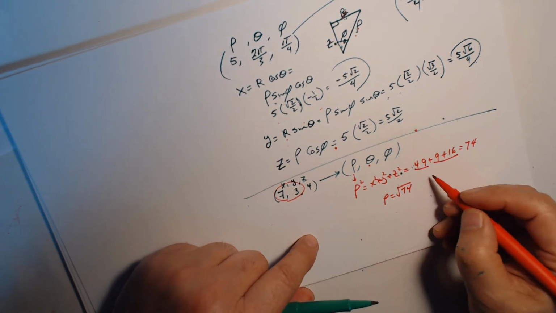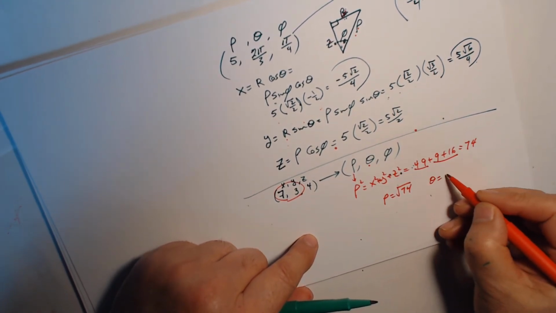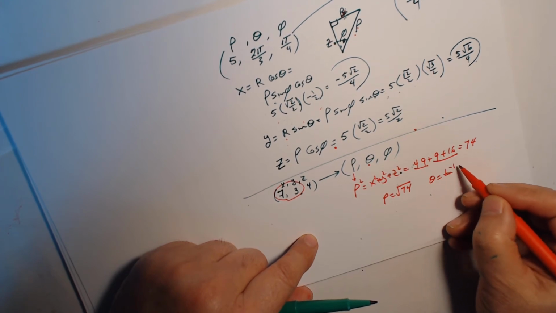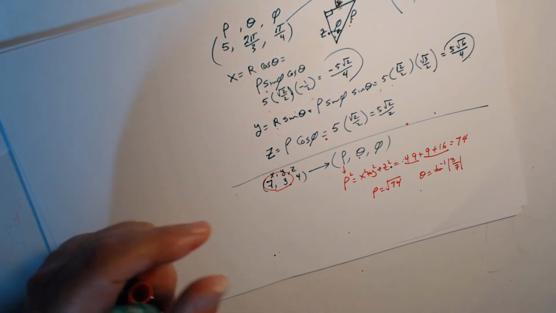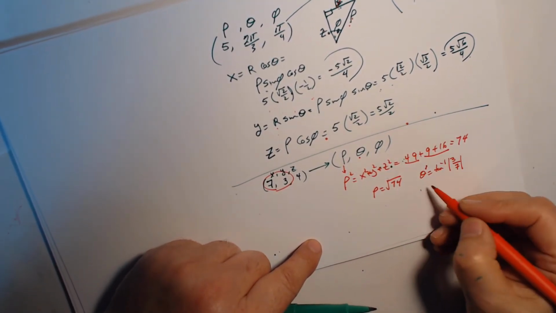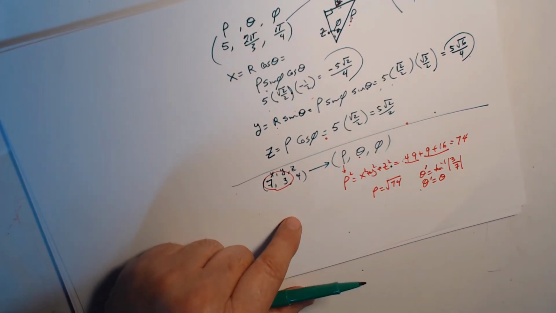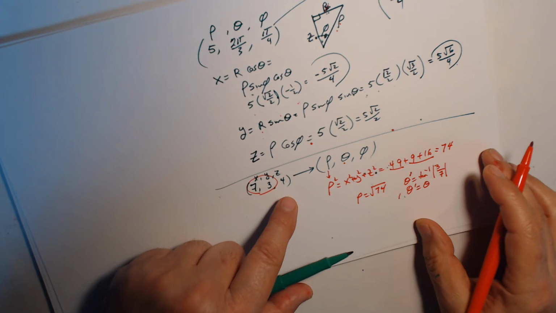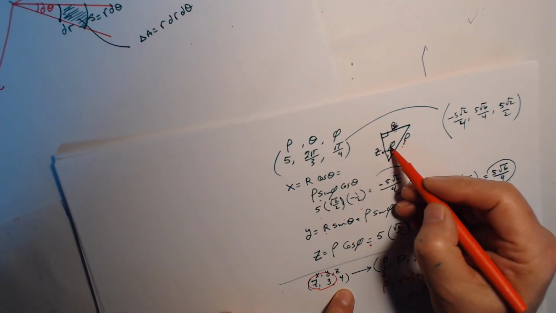And how do you find theta? Theta, you have done it many times. Theta is inverse tangent of 3 over 7. That's your theta. And your theta prime is a reference, and your theta prime is the same as the theta because it is in the first quadrant. But somebody said, what is my phi? Look at your phi right here.